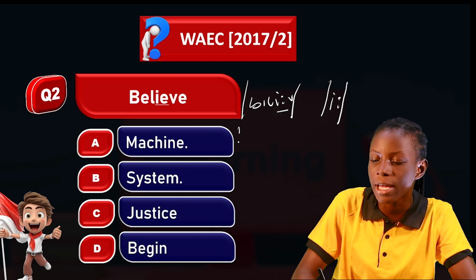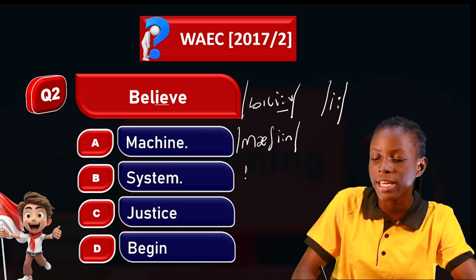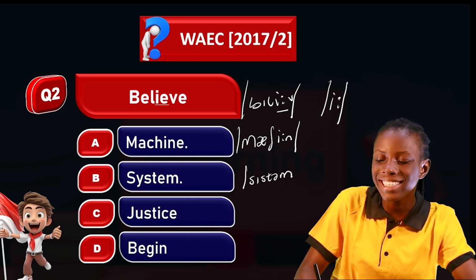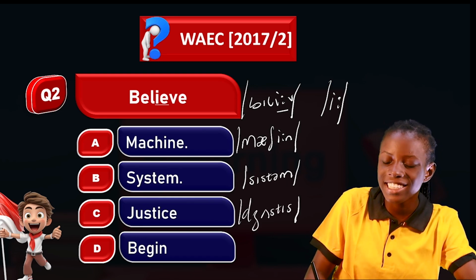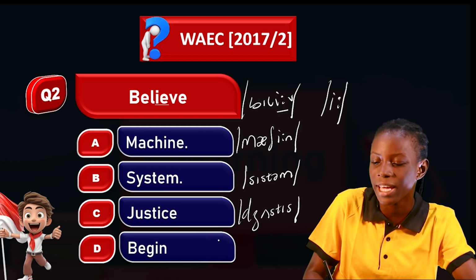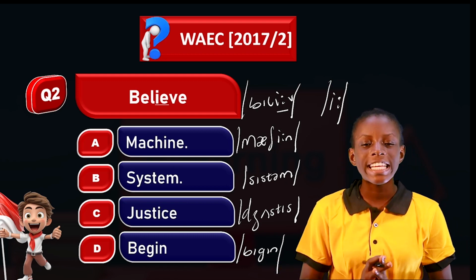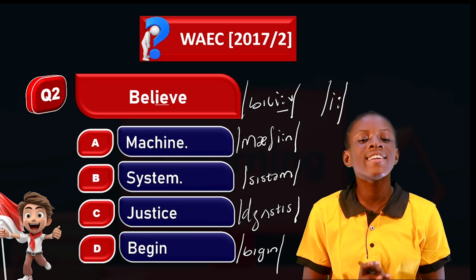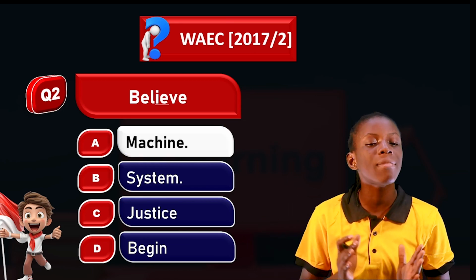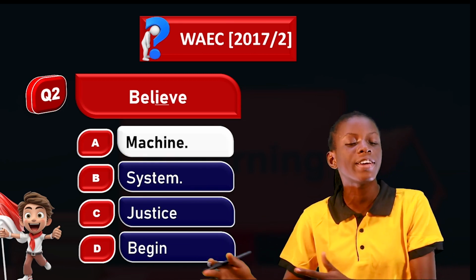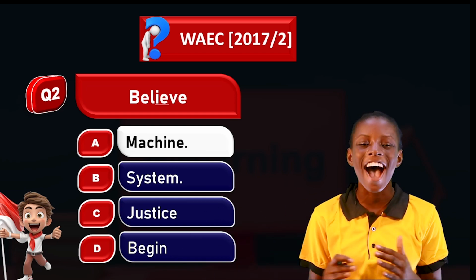We have machine, system, justice, and begin transcribed. Okay, so what is our answer? Now we can visually see that our answer is clearly option A, machine, with the E sound in believe and in machine. E is found in these two words, making option A our answer.